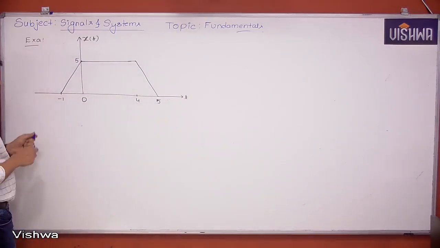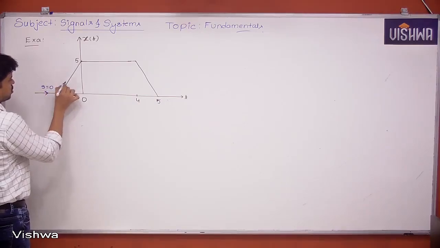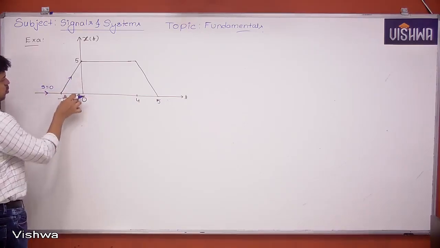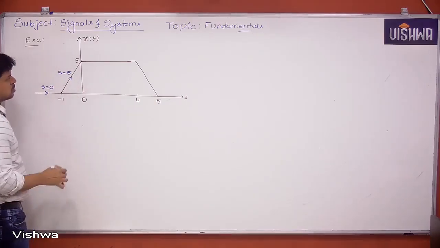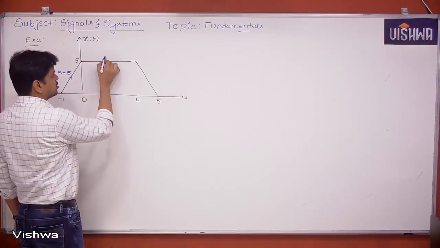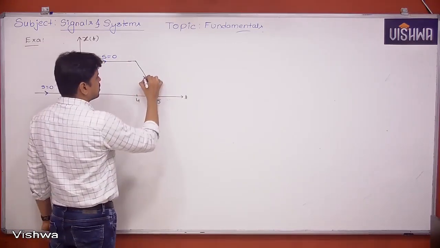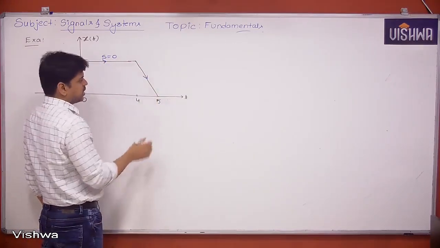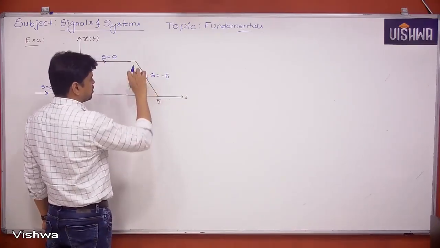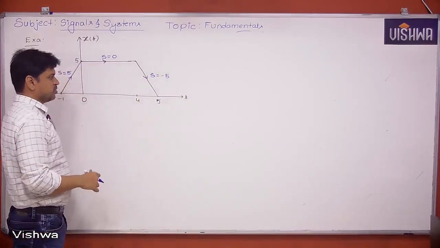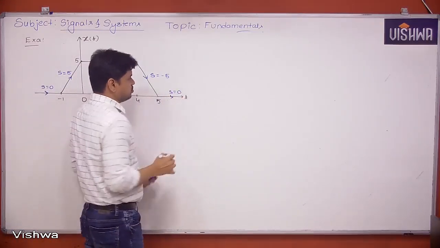Listen. So before this, slope is 0. What is the slope of this line? 1 unit, 5 units. So 5 by 1, slope is 5. Next, slope of this line is 0 because it is a horizontal line. Next, decreasing line. Slope is equal to minus 5 because 1 unit, 5 units. So minus 5. Next, here slope is 0.